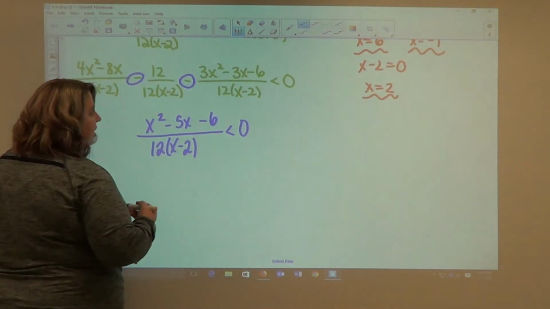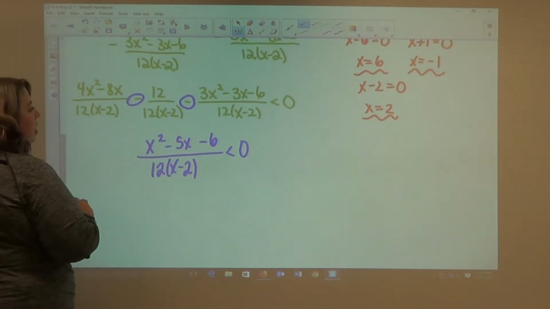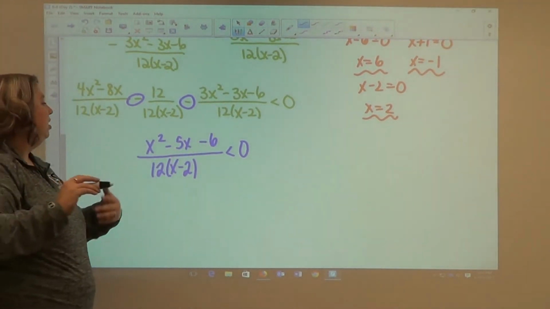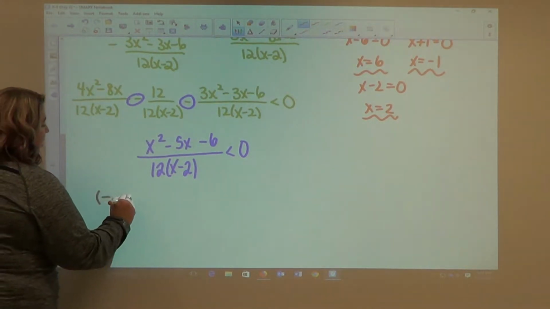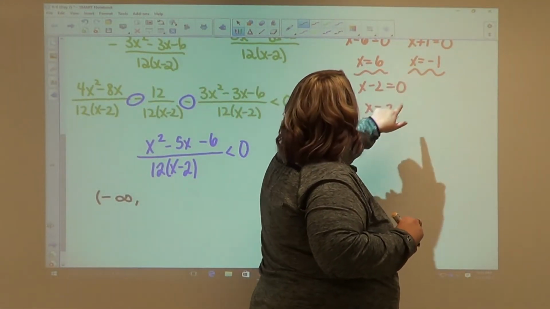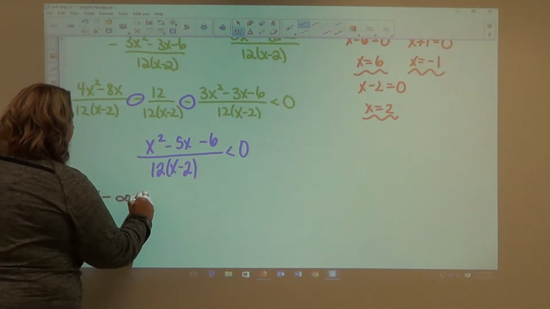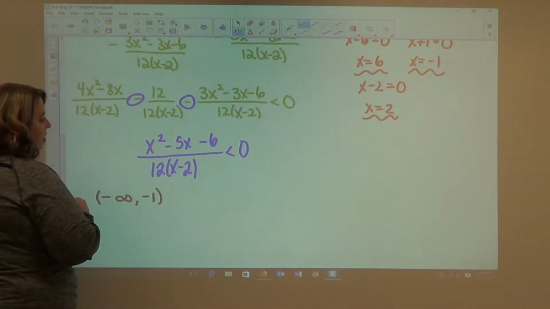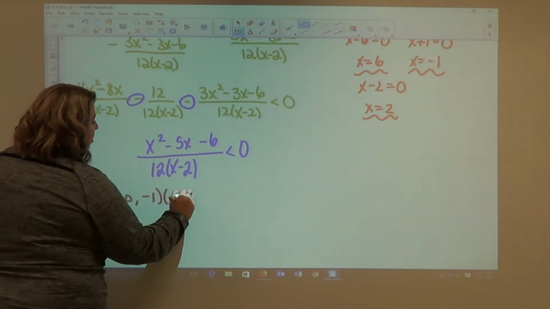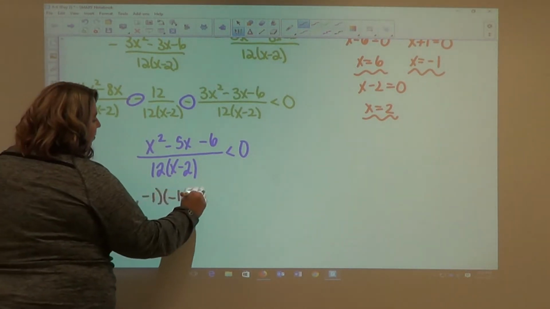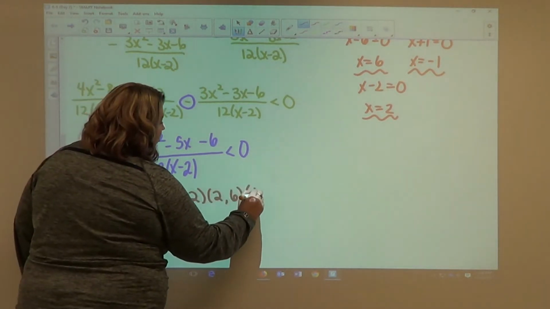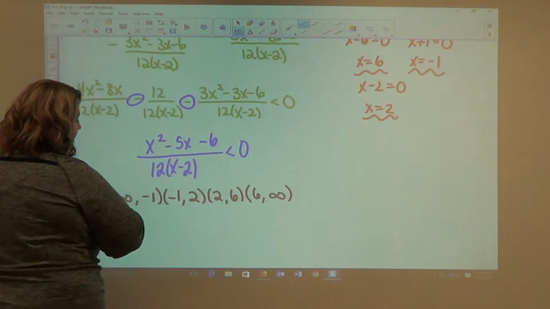Step 2 is you're going to make intervals with those numbers. Intervals that go from negative infinity to positive infinity, because you have to check the whole number line. You go from negative infinity, then pick the smallest number. Negative 1 is the smallest, so I go from negative infinity to negative 1. Then you pick up where you left off and go to the next biggest number, which is 2. Then I pick up from 2 and go to the next number, 6. Then I'm out of numbers, so the last one goes from 6 to infinity.